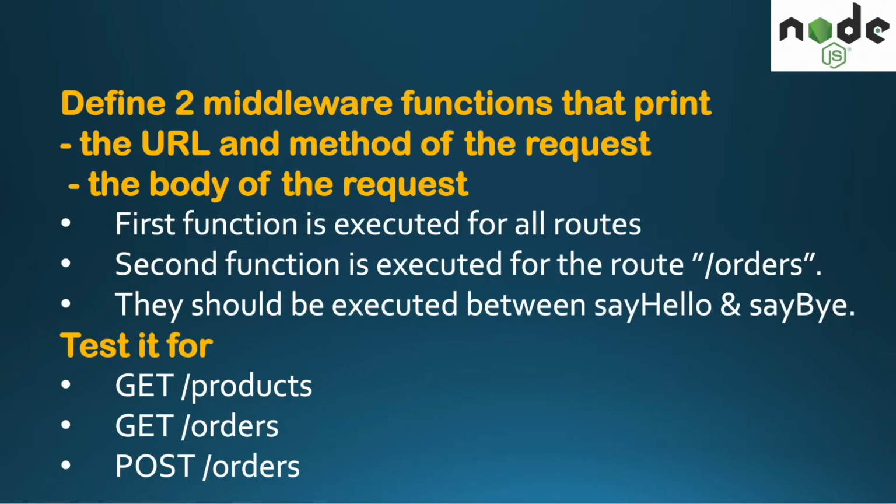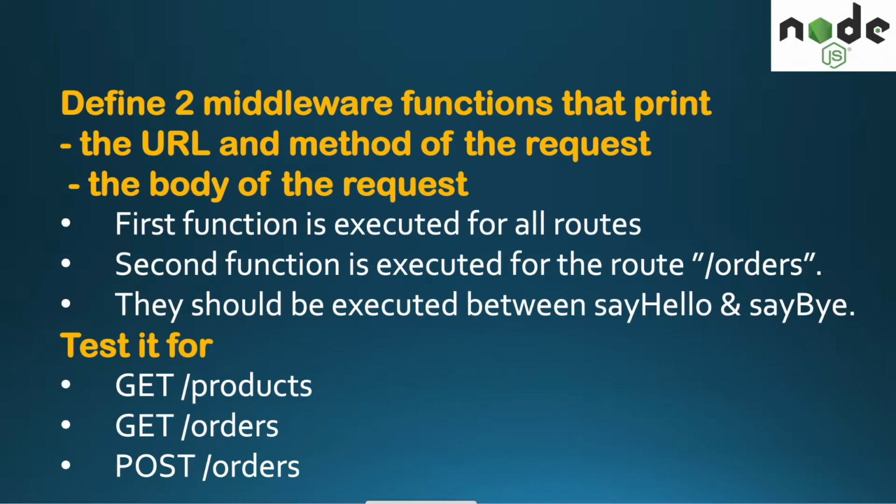Next, what do we want to do? Define two middleware functions that print the URL and method of the request. That's what the first middleware function should do. And the second should print the body of the request. The first middleware function is executed for all routes. The second middleware function is executed for the route/orders. And they should be executed between say hello and say bye. And we will test it for get/products, get/orders, and post/orders.